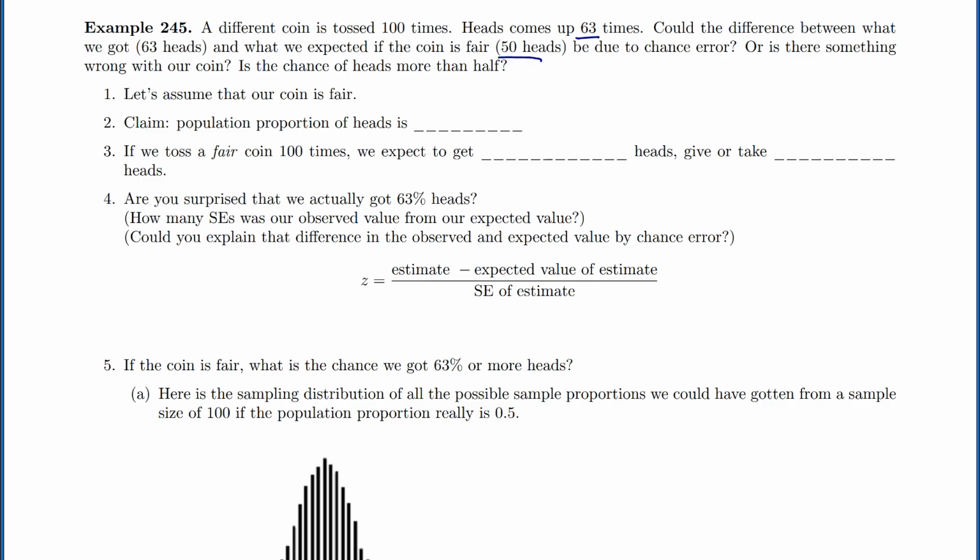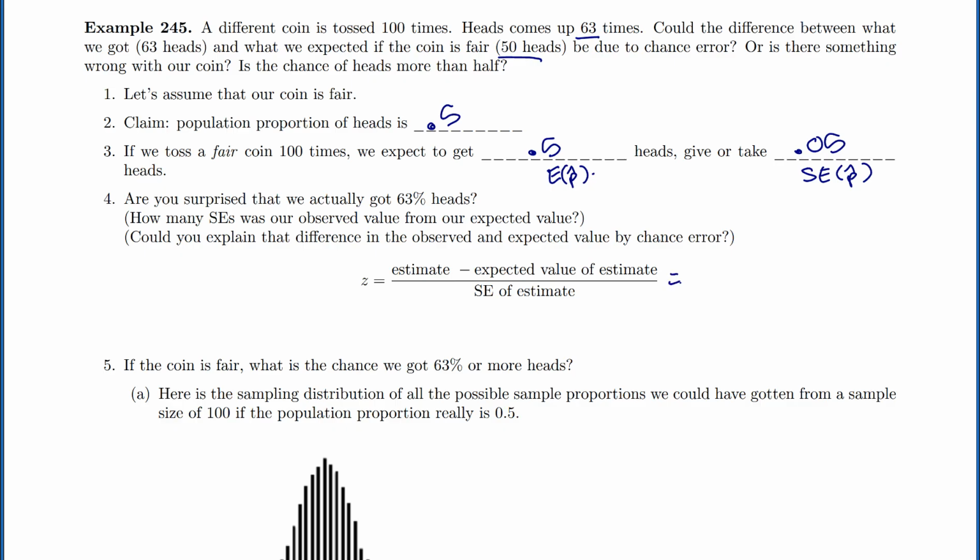So let's assume that our coin is fair. I'm going to claim that my population proportion of heads is 0.5. Now, if we toss a fair coin 100 times, we'd expect to get about 0.5 heads, give or take. So this is the expected value of p hat, give or take the standard error of p hat, which we calculated up above was 0.05. Are you surprised that we actually got 63%? If it's supposed to be 0.5, give or take 0.05, is getting 0.63 surprising?